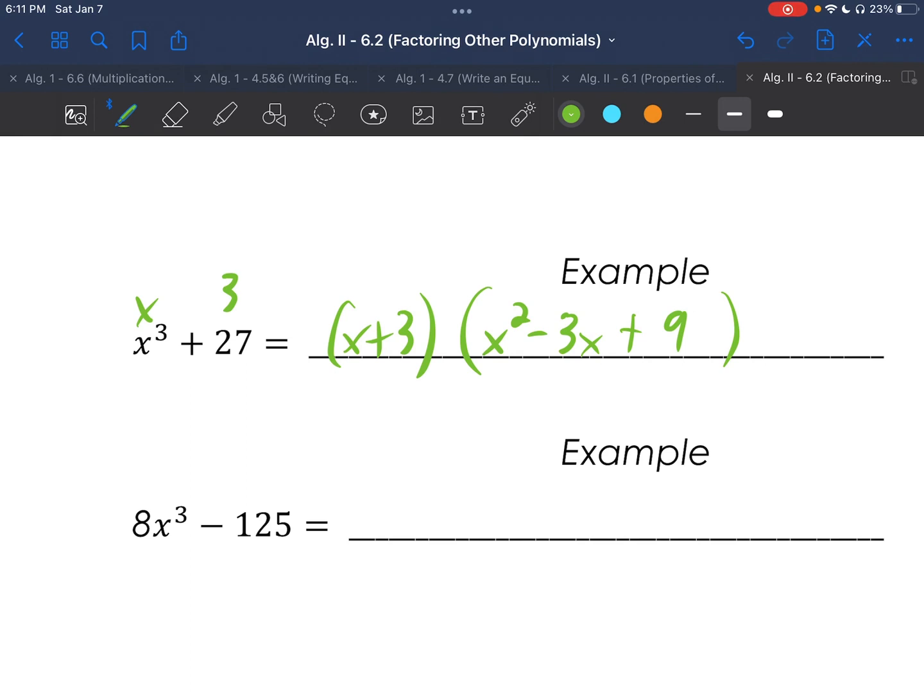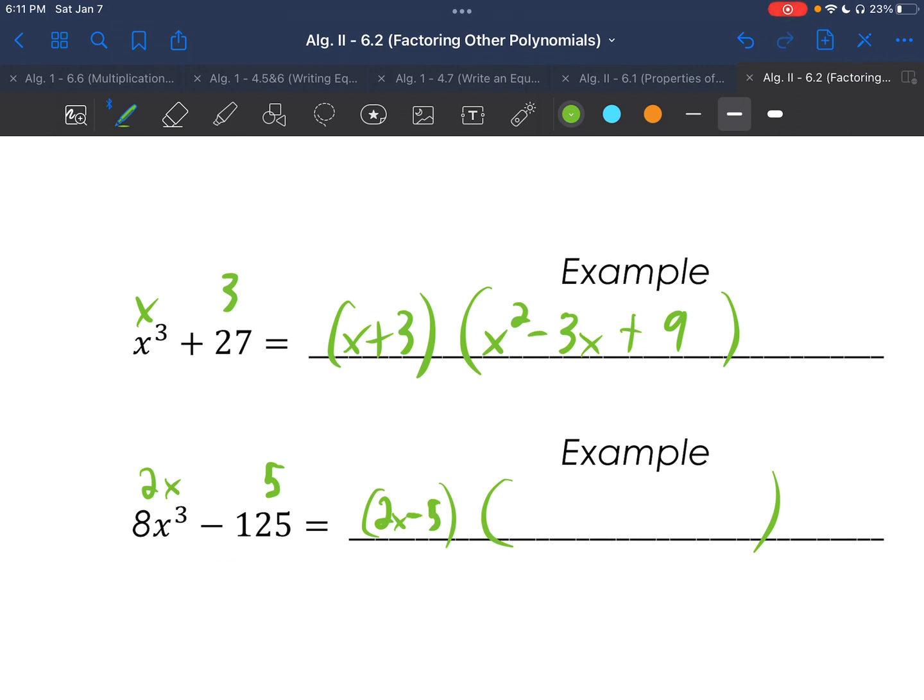For the next example, 8x cubed is 2x times 2x times 2x. And 125 is 5 times 5 times 5. And this time we're subtracting them, so it's the difference of two cubes. So we have a binomial and a trinomial again. The binomial will be the two numbers, 2x and 5, with the same sign as what we started with, minus.